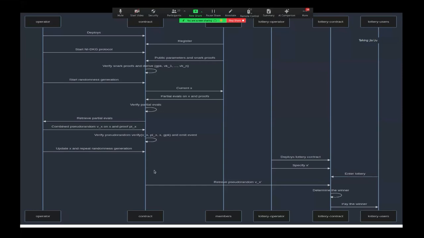And then when the random value is available in the zkRand contract, the lottery contract can read this value, run the shuffling algorithm, generate a random permutation, and then determine the winner. The winner is the first user, and the contract pays the winner.